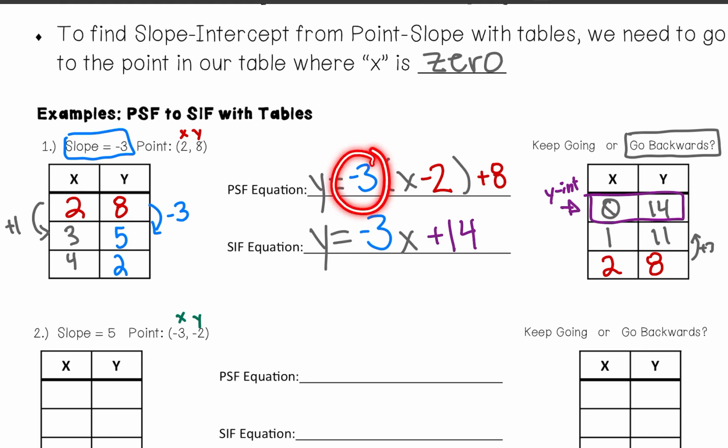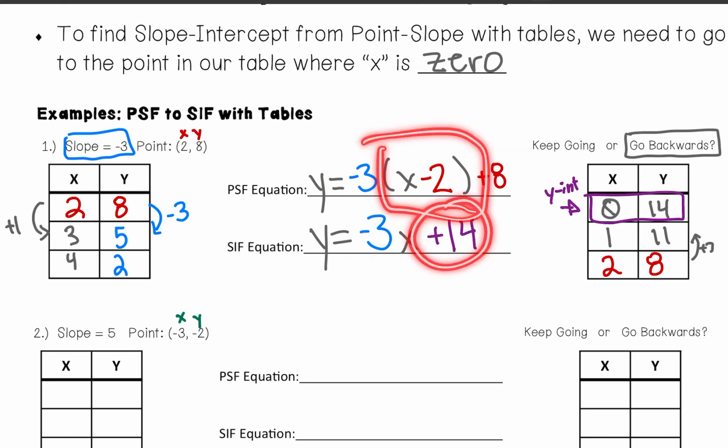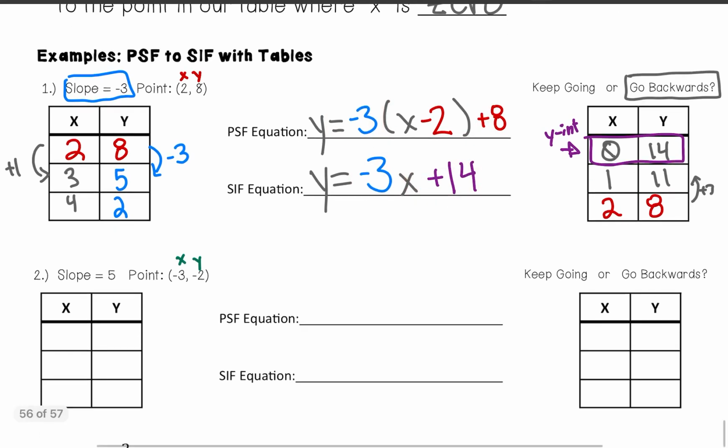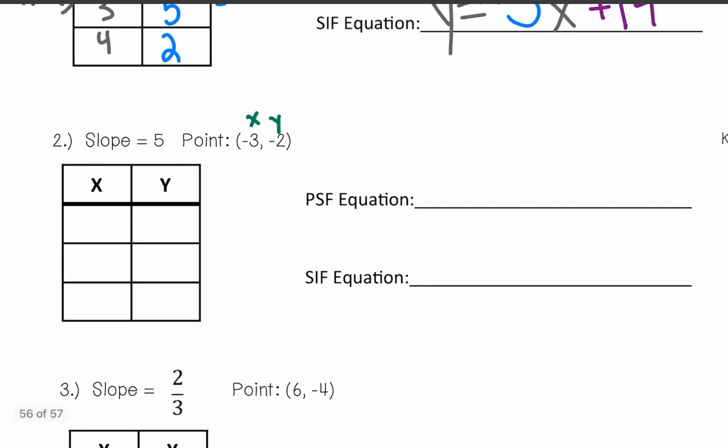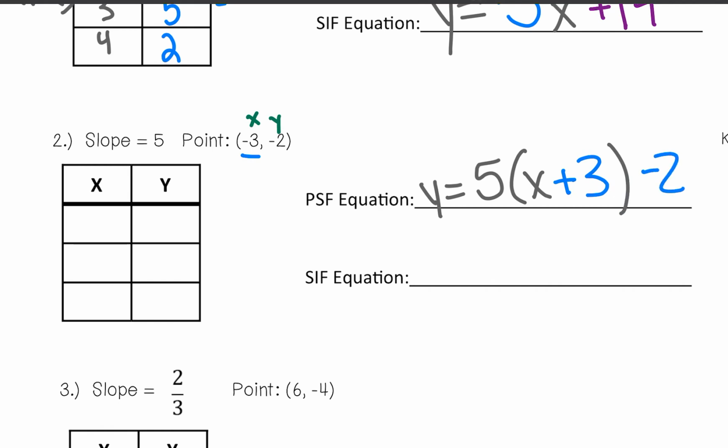So notice the slope doesn't change. There's no parentheses around the x, and then we write the y-intercept. So that was everything that we were doing last week. So now I'm going to go a little bit faster. So here we have y equals, our slope is 5 times x, and then we have a -3, so we do the opposite. We write plus 3, close the parentheses, and then we have -2.